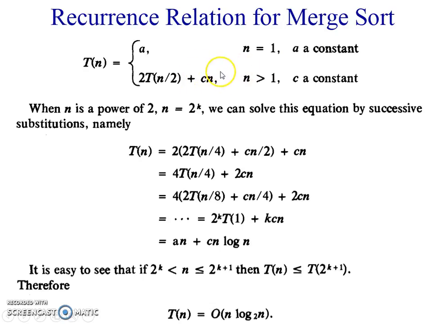F of n was the time to merge and divide. Here, as I have explained, the time to merge is order n, the size of elements in the list. So that is nothing but C, a constant, C times n. So for the merge sort, the recurrence relation becomes T of n is 2T of n by 2 plus Cn, which when solved using substitution will give O of n log n. So remember, the time complexity of merge sort is n log n.